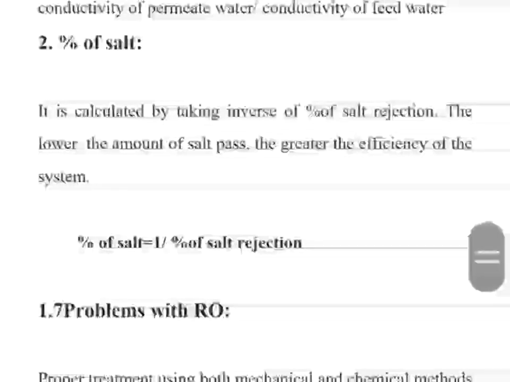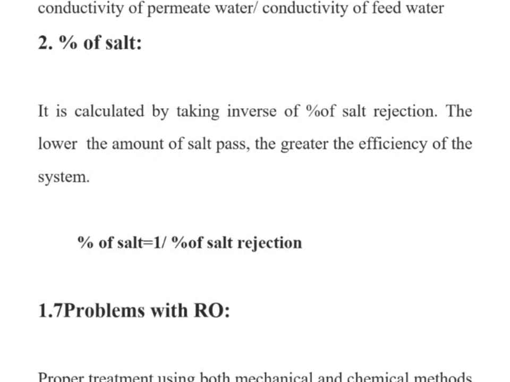Now there are some general calculations to find the salt in our permeate or pure water. First one is percentage salt rejection. It means how much of the salts are rejected by the membrane or do not get into our pure water. It is calculated by the difference of conductivity of feed water and permeate water divided by the conductivity of the feed water. The greater the percentage of salts rejected, the greater is the efficiency of the system.